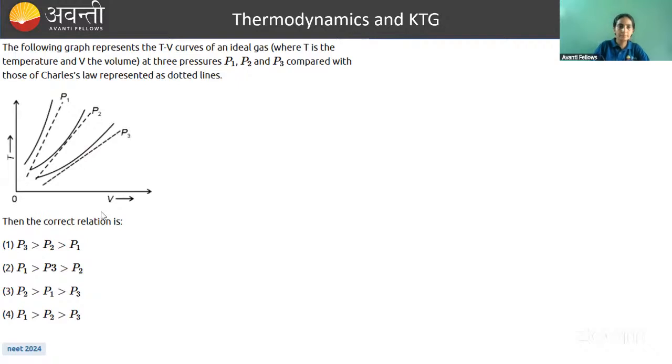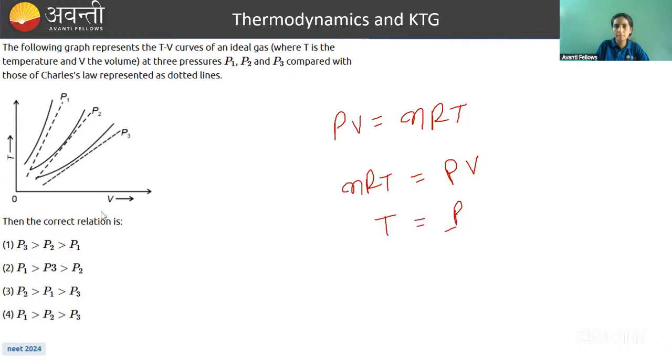What you have to do, this is TV curve. TV curve, first of all write the ideal gas equation. PV equal to nRT. So curve is TV. So try to see nRT is equal to PV. T is equal to what? P by nR into V. You have raised your hand, you can let me know. T equal to P by nR into V. Done. So here TV curve is a straight line.